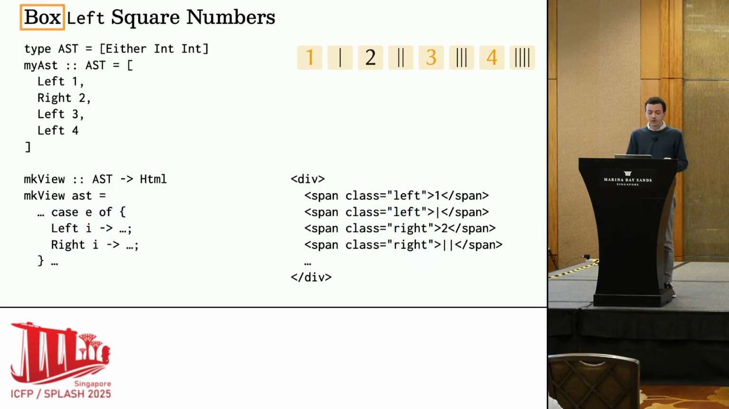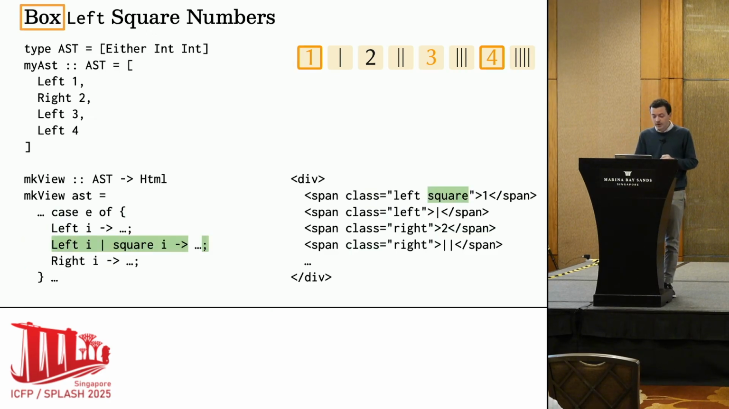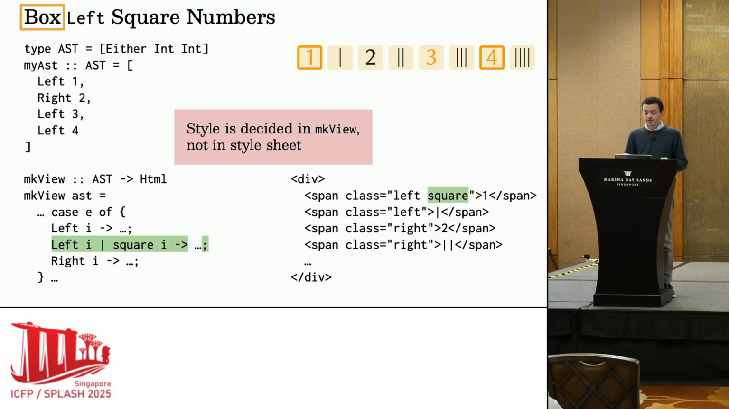OK, so what if we then wanted to box left square numbers? Again, we have to add a clause in our view function which scrutinizes left numbers, and only if they're square, then we add another class. But there's a bit of a problem here, which is that increasingly style is being decided in our view function, not in the style sheet. The styles that we apply are determined by the view function.